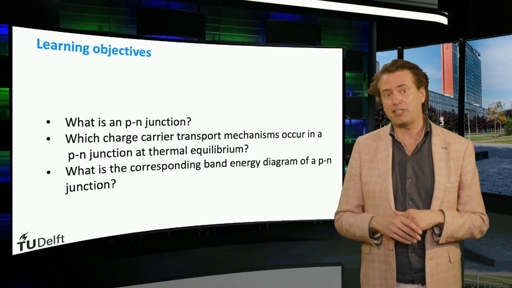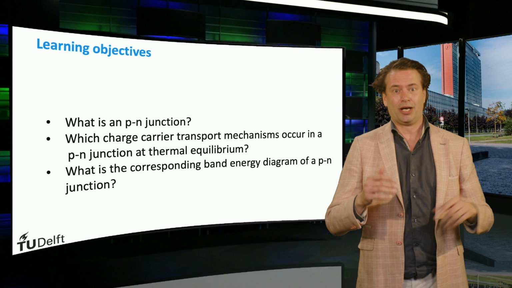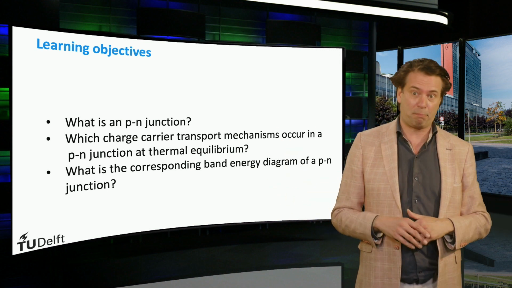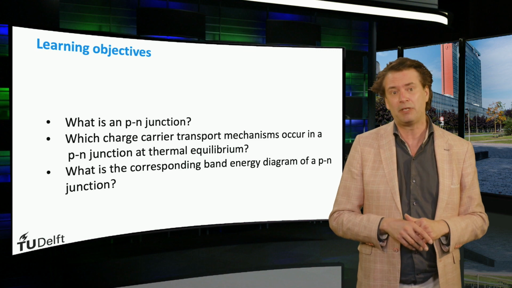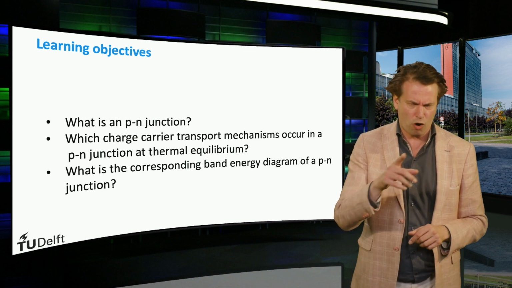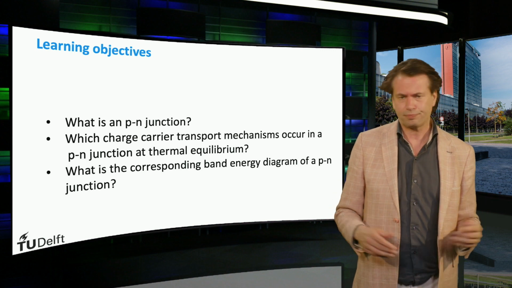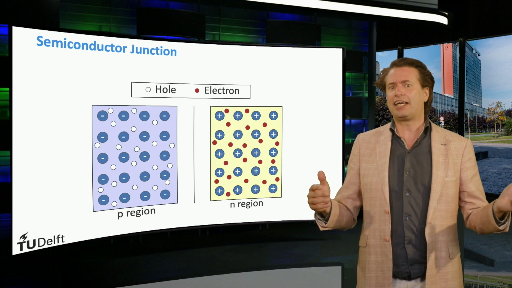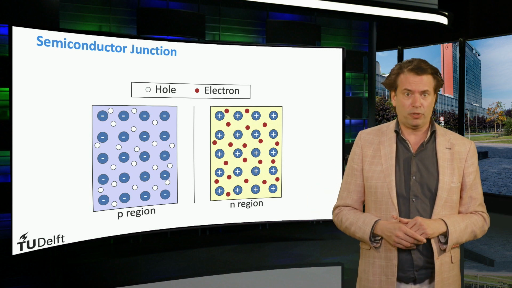The learning objectives are: what is a PN junction? What are the charge carrier transport mechanisms that occur in a PN junction at thermal equilibrium? And what is the corresponding band energy diagram of a PN junction? So let's get started. What is a PN junction? Again, we take as an example the silicon case.